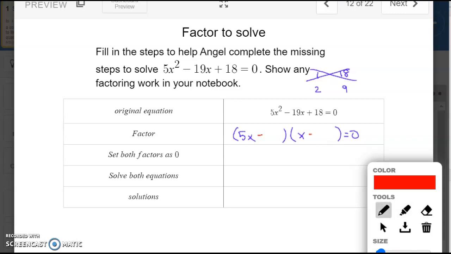And this time I am going to try 9 and 2. Okay, 9x is negative 9x, and this is going to be negative 10x. Negative 9x plus negative 10x indeed is negative 19x. And so I have just factored it.